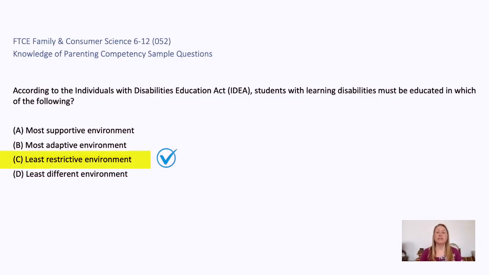The correct answer is C, least restrictive environment. According to the Individuals with Disabilities Education Act, students with learning disabilities must be educated in the least restrictive environment. This requirement ensures students are not isolated from their peers and participate in the regular classroom environment as much as possible.